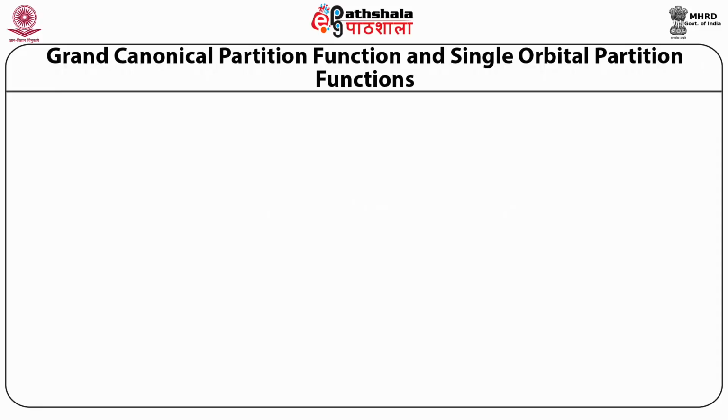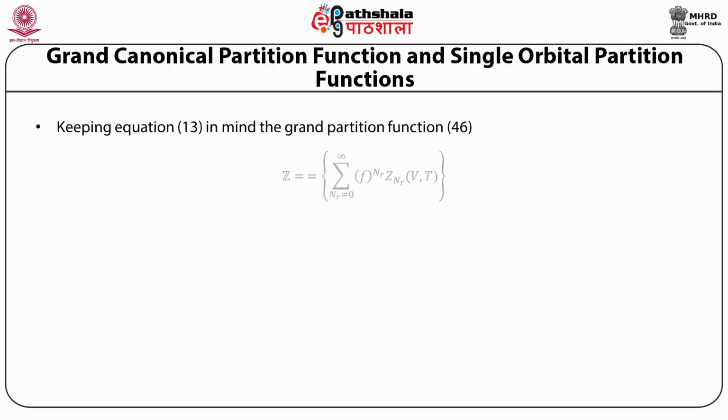Grand canonical partition function and single orbital partition functions. Keeping equation 13 in mind, the grand partition function 46 can be written as Z = Σ over N_r = 0 to infinity of f^{N_r} Z_{N_r}(V, T).